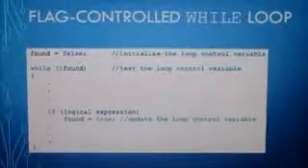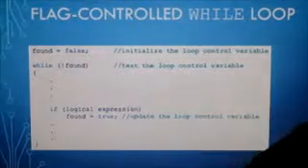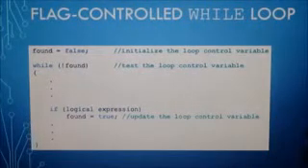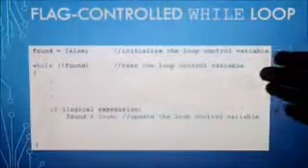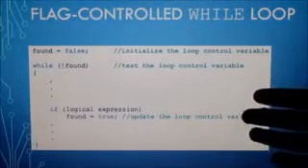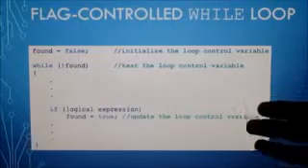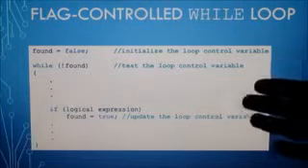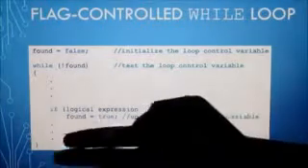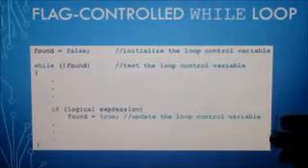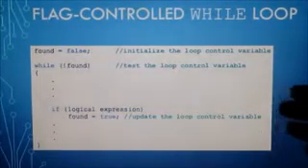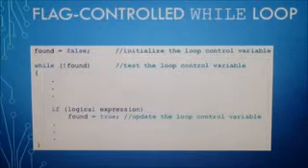Flag-controlled while loop. It uses a Boolean value to control the loop. General form: found = false; to initialize the loop control variable. While (!found) tests the loop control variable. Open braces. If (logical expression) found = true; it updates the loop control variable. Close braces.